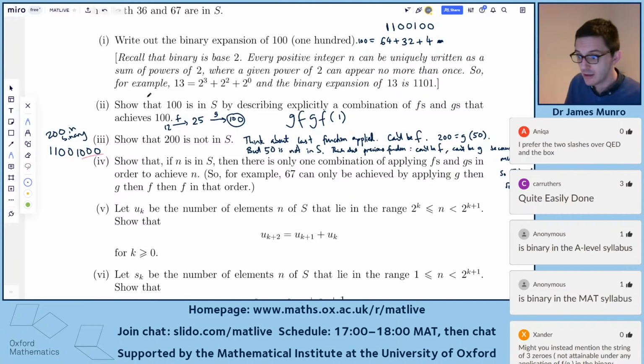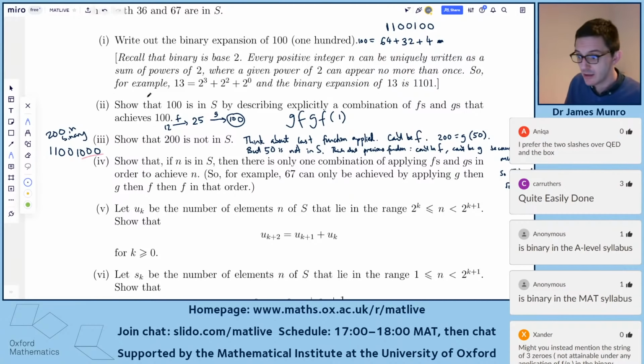Let's talk about the ideas for parts 5 and 6, because I think that's important. There's some technical manipulation going on in 5 and 6 where you can pick up some marks by just doing the manipulations correctly. So here, UK is the number of elements of S that lie in the range between some powers of 2. Still feels quite binary, but hey. Show that this number of elements, the ones between 2 to the k plus 2 and 2 to the k plus 3, is equal to the sum of the previous ones.